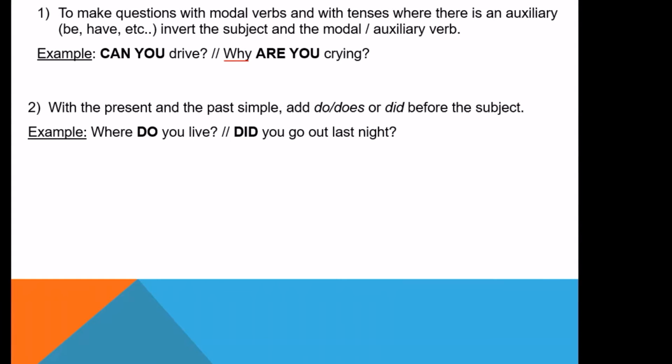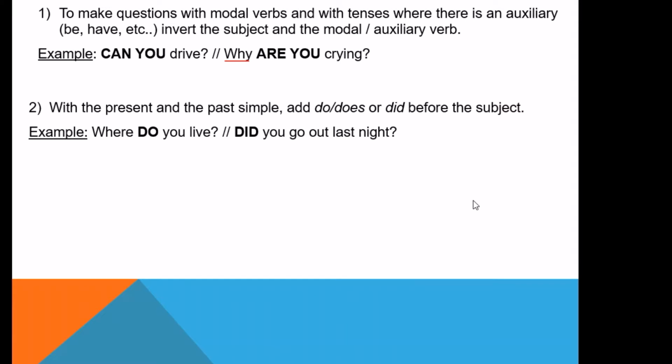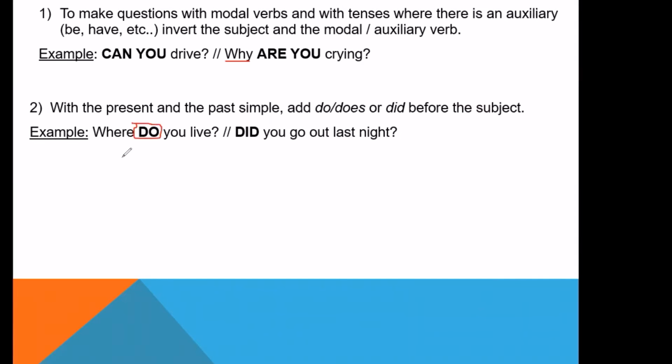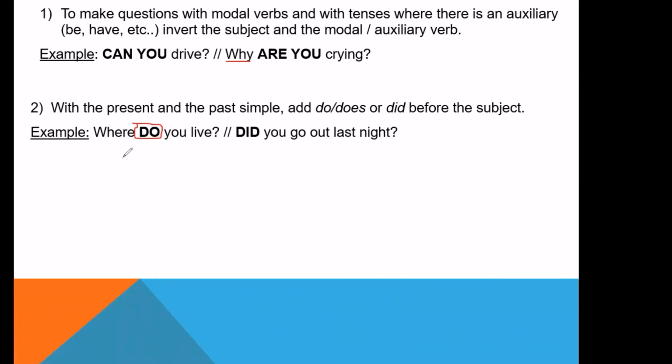So I have here a question. Where do you live? Highlighting the presence of this do, which is very important. If I don't include the auxiliary in the question, my question is incomplete and does not make any sense. Where you live? In informal spoken English, this is acceptable, but not as a structure.